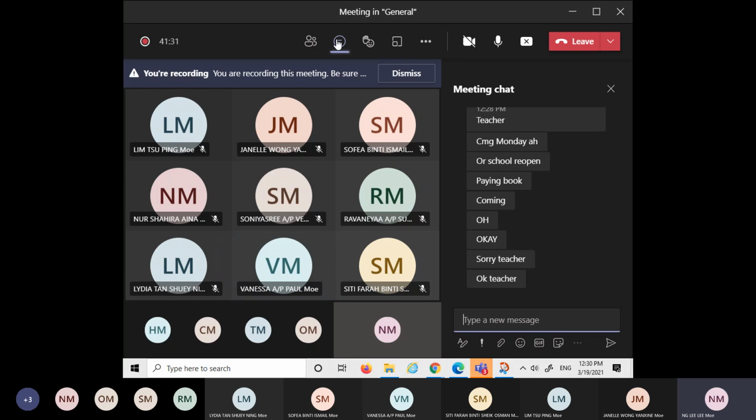Then maybe if you all are cooperative enough, in one shot, in one day you can collect all the money and then just pass it to the bookshop. Make sure they write a receipt or something for you to record how much you paid. Understand or not, Vanessa? Understand, teacher. So you should collect the money first before you go to the bookshop, it's easier.